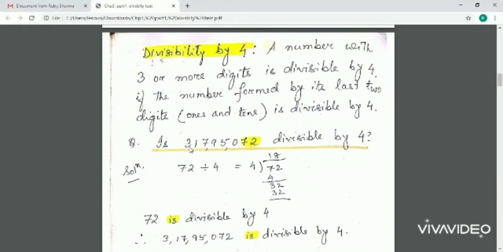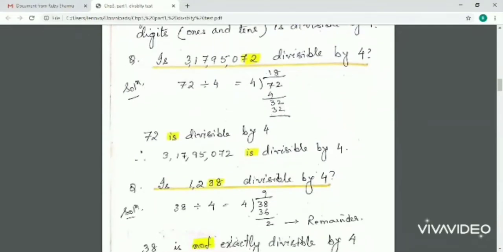So this is a question which is given: is 3 crores 17 lakhs 95,072 divisible by 4? So what we do, we take the last 2 digits. I have divided by 4. You can do it orally, it's up to you. There is no remainder. So the last 2 digits, that is 72, is divisible by 4. Therefore, the whole number, see how I've written. First you have to write 72 is divisible by 4. Then you have to write the whole number is divisible by 4.